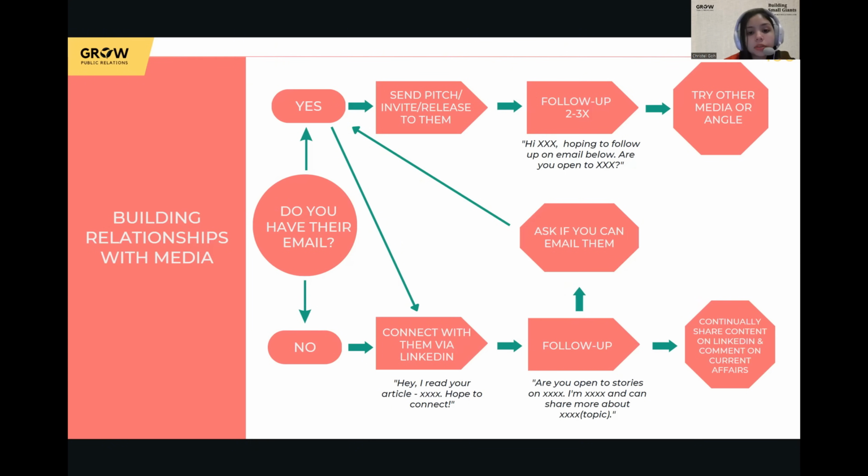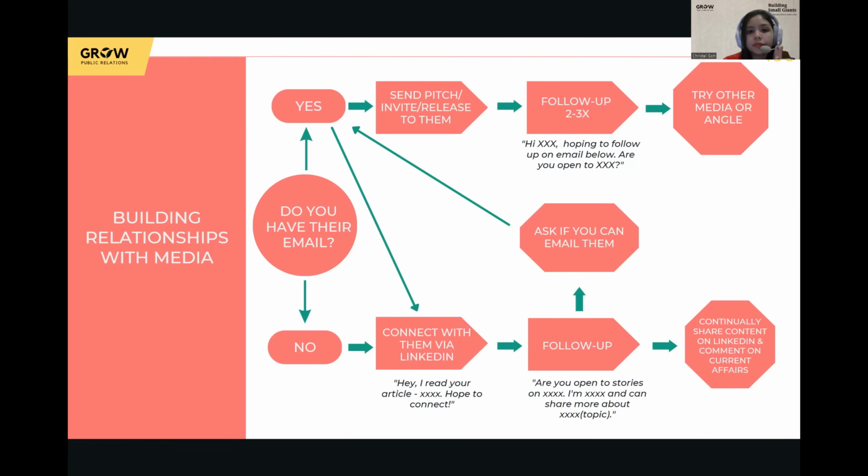If you don't have their email address, you can connect with them via LinkedIn to say, hey, I read your article, I loved it, I hope to connect with you. If they connect with you, then you say, by the way, are you open to stories on this topic, this industry? I am a founder of this company and I can share more about this, right? So that's your follow-up with them. If they're open to it, then you can ask them for their email and email them directly, right? Then it goes back to the pitch and follow-up process.